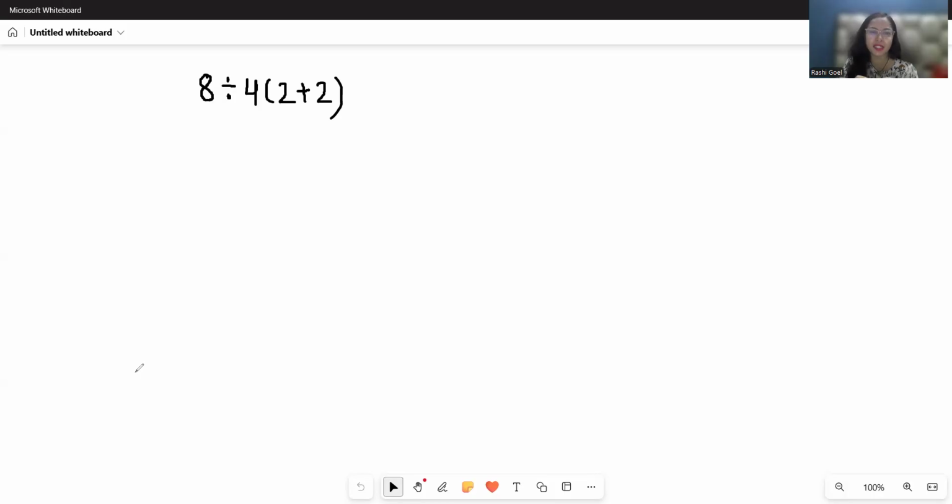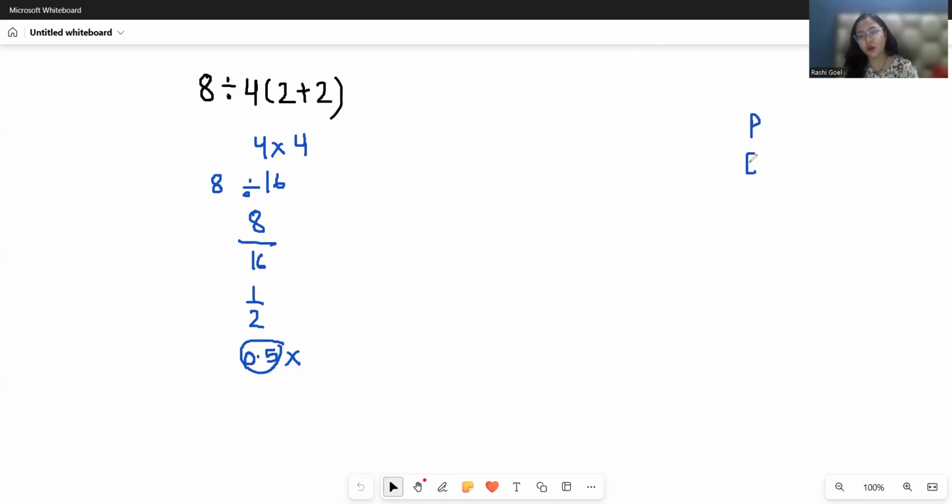So our first math expression is 8 divided by 4 bracket 2 plus 2. So 2 plus 2 is 4 and 4 times 4 is 16 and 8 divided by 16 is 8 by 16, which is equal to 1 by 2 or 0.5, which is the incorrect answer. People solve it like this and forget the order of operations, which is also known as the PEMDAS rule.